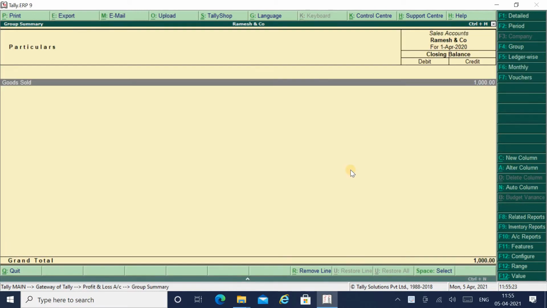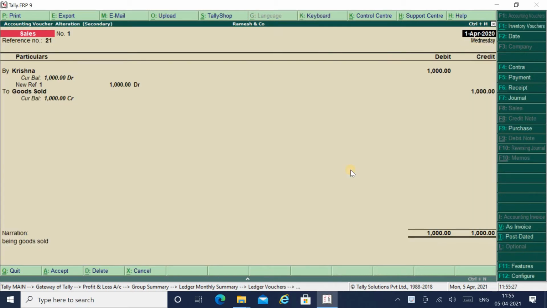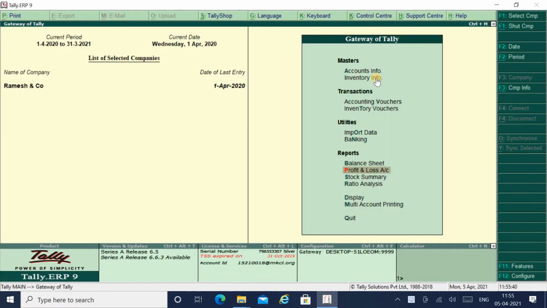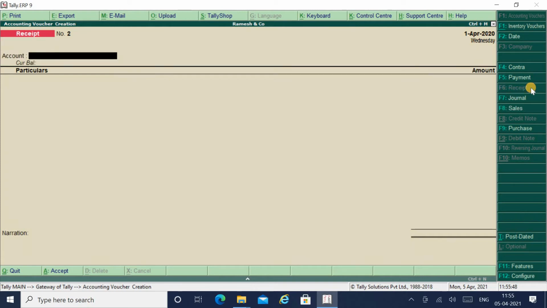Now here you can see in my sales account, I have goods sold of rupees 1000. So I sold goods to Krishna of rupees 1000. This sales was a credit sale as I have sold it to Krishna. Now while making the payment, Krishna paid me rupees 950. Now I received the payment of rupees 950 from Krishna.